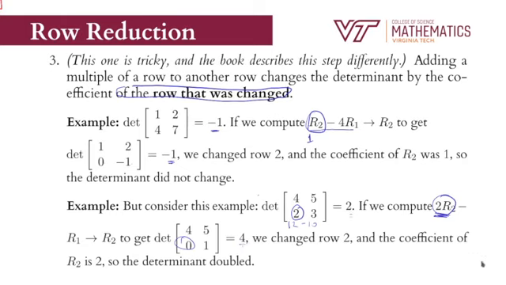The determinant got twice as big because the row that we were changing got multiplied by 2 in this linear combination. So using a linear combination is a legal step, but it changes the determinant by the coefficient of whichever row is being changed in the linear combination.